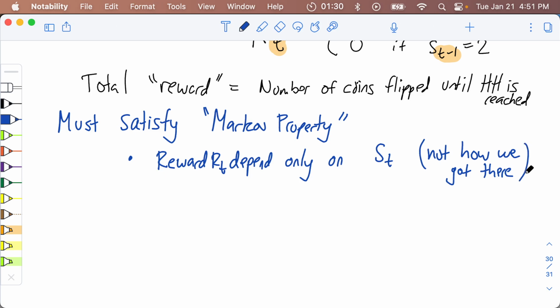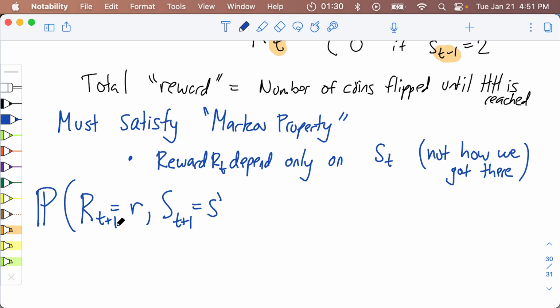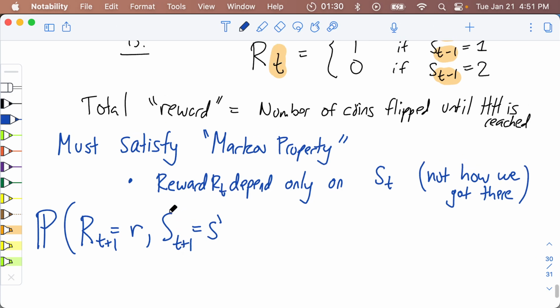And if you want the math version, it's an equation about probabilities. It says the probability that RT equals some value R, let's also include ST plus 1 equals some value S prime. Oh, I guess this is RT plus 1, okay. Look, I'm off by 1. This is a stupid 0, 1 thing. RT plus 1 depends only on ST.